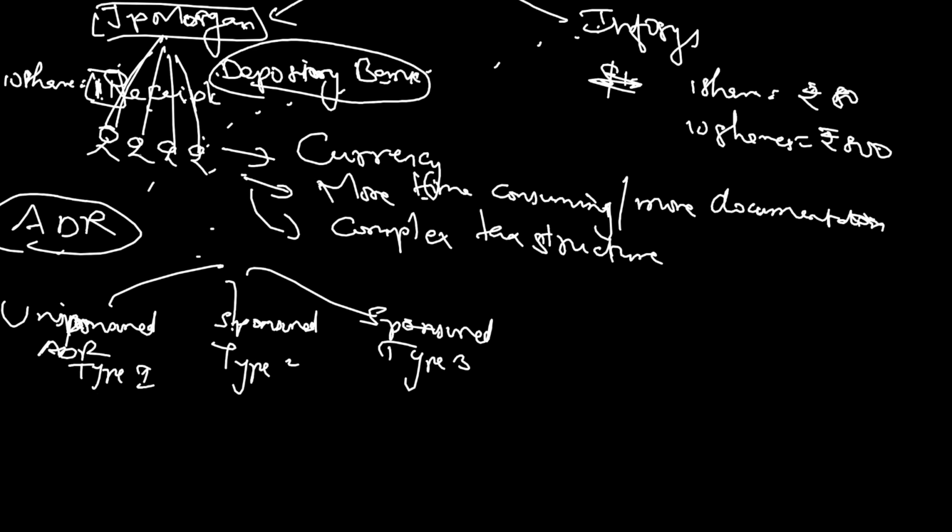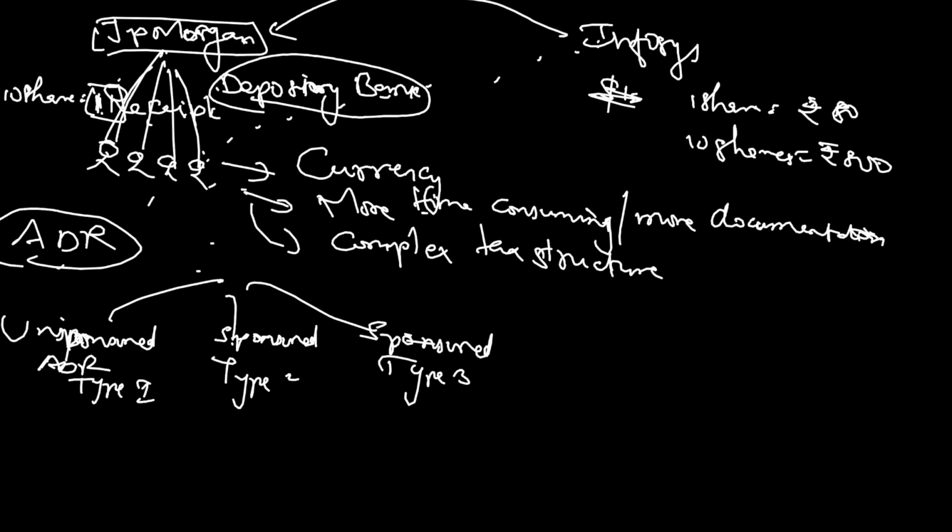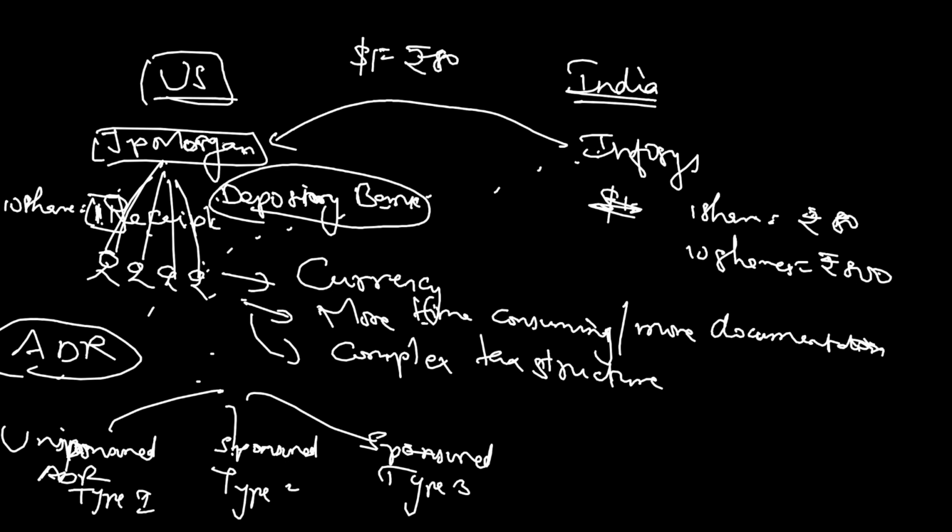Unsponsored is just whatever I was explaining now. This is an unsponsored ADR. Unsponsored means the underlying company, that is Infosys, has no tie-up with the depository bank. So in this case, JP Morgan did not take any permission from Infosys to do all this activity of converting it into receipts and then issuing it to the investors. So it is called an unsponsored ADR.